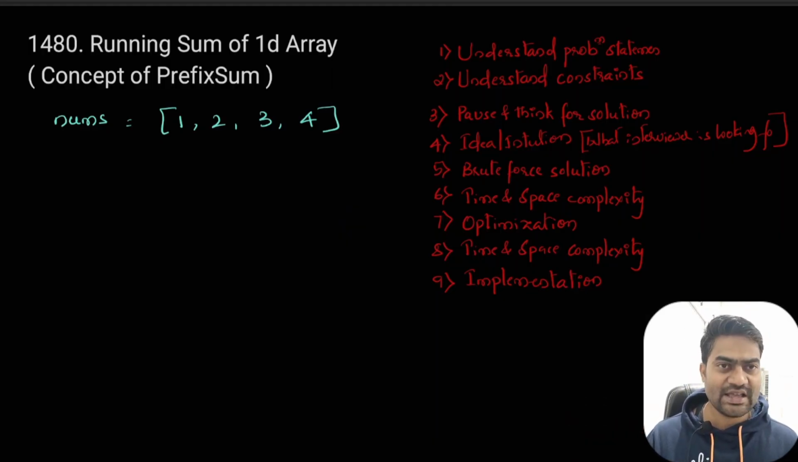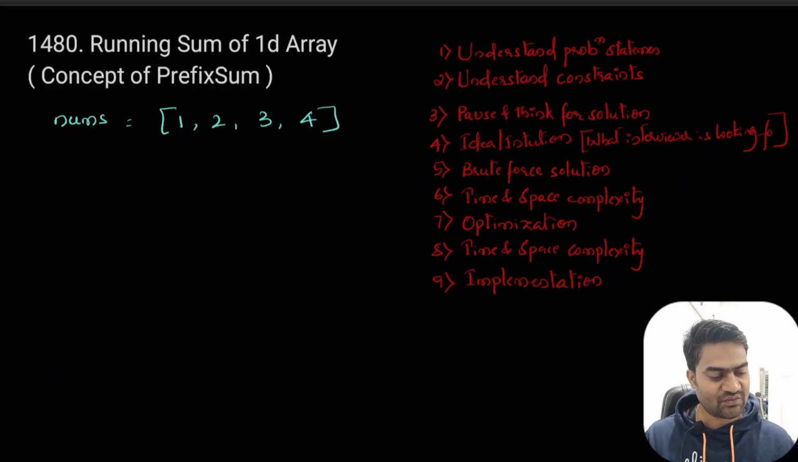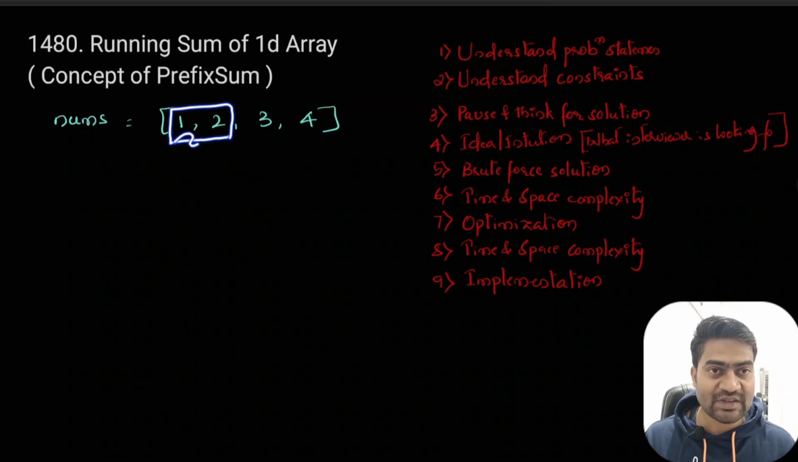So basically, this problem is pretty much straightforward. What they are saying is we need to compute the running sum. So what exactly is the running sum? Basically, if we are at any number, then we need to consider all its previous numbers, sum them up, and place that sum at that particular place.